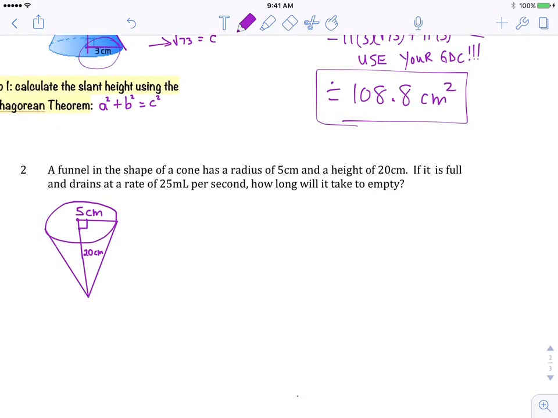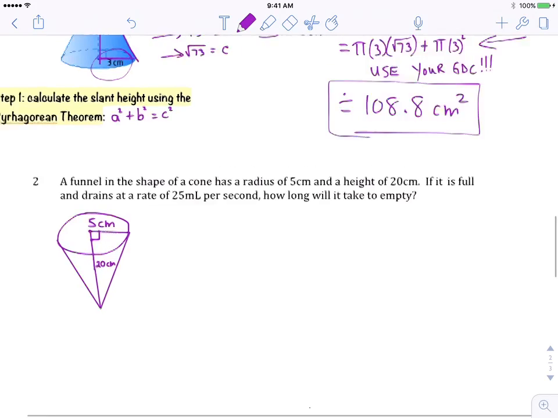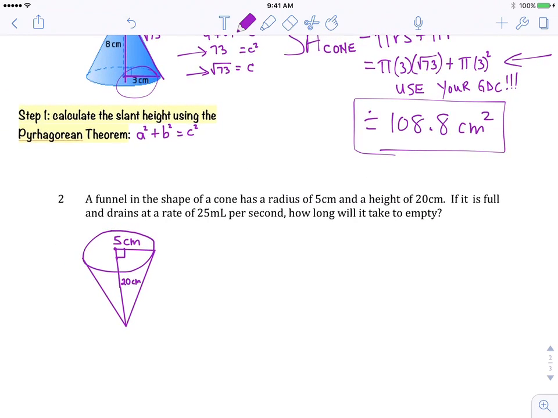This last question: a funnel is in the shape of a cone and has a radius of 5 centimeters and a height of 20 centimeters. If it is full and drains at a rate of 25 milliliters per second, how long will it take to empty? So what you're really looking at here is, this is full, so you need to find the volume, right? How much can this hold? And then it drains at 25 mils per second.